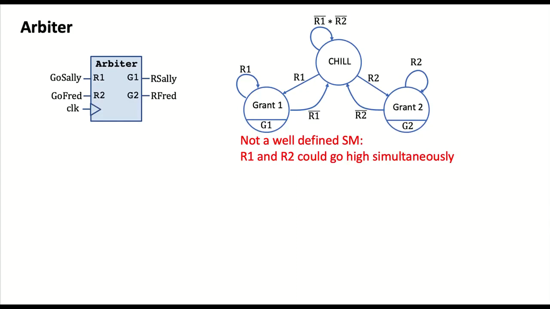Whoever designed this state machine made a terrible mistake because they have two arcs here that are not mutually exclusive. If R1 and R2 are both high, both those arcs are true, and you're confusing the state machine. If it's one hot, it'll go to both states, which is a new state, if you like. If you're using some other encoding, who knows what state you'll be in. So if you have a state machine like this, it's not a well-defined state machine.